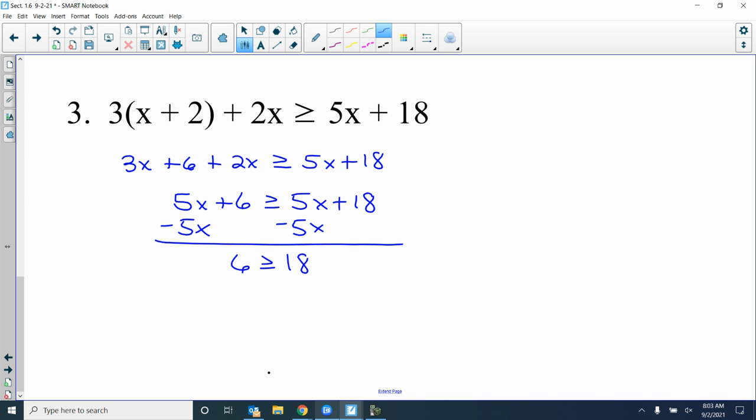Okay, this is a special case. It's either going to be no solution, or it's going to be all real numbers. Is 6 bigger than 18? No. So that means there's no solution. Nothing would ever work. All right.